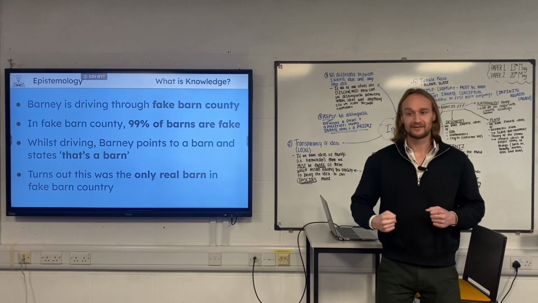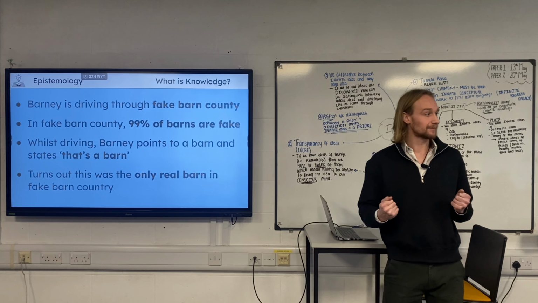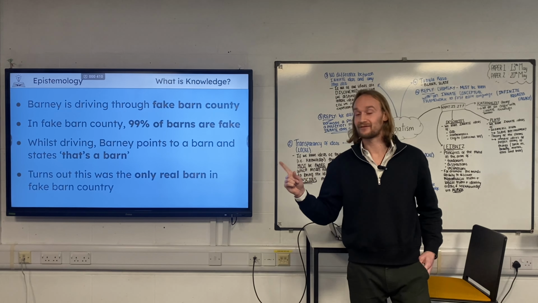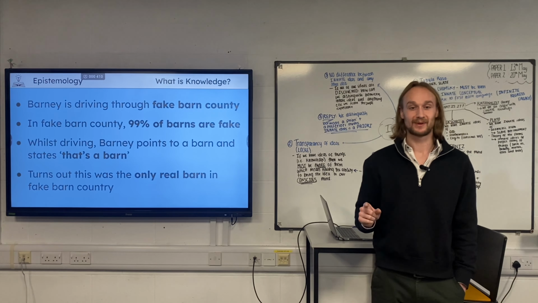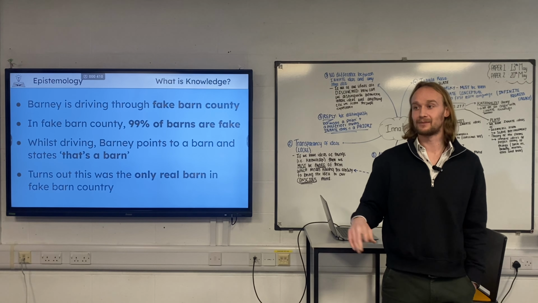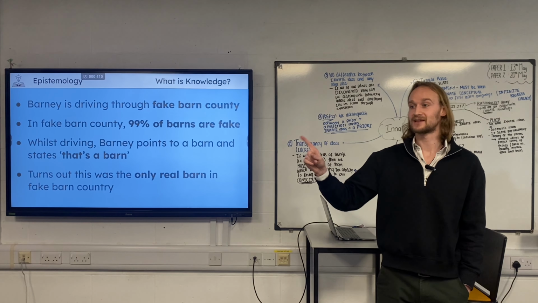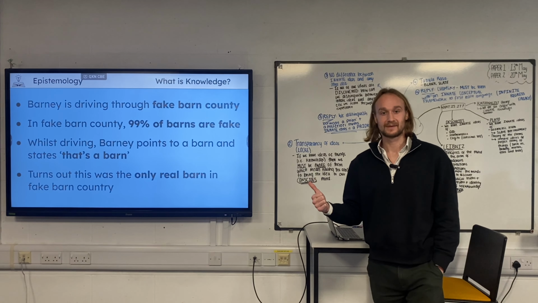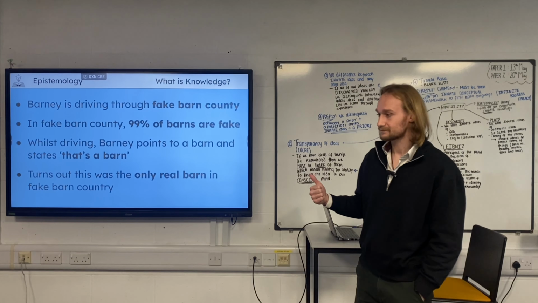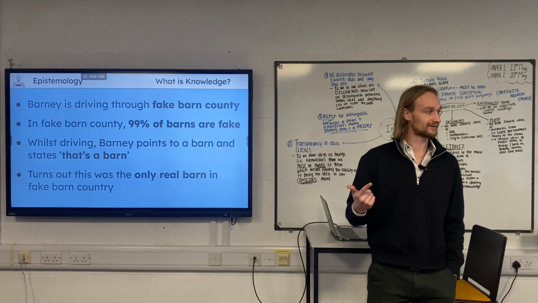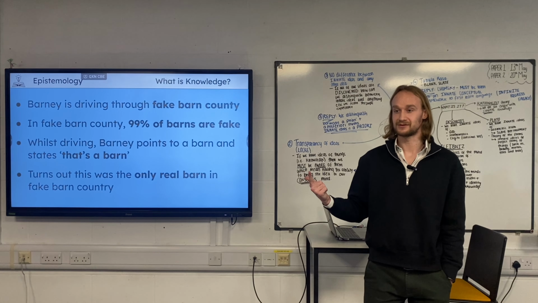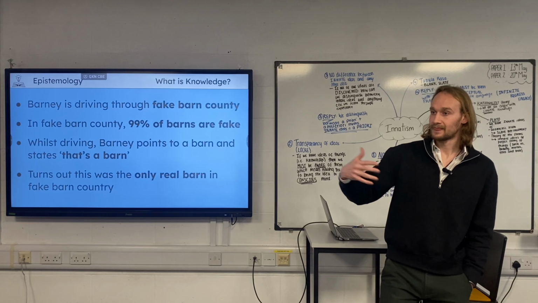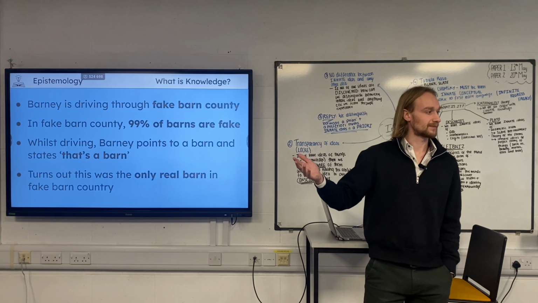Whilst Barney is driving through fake barn county, it just so turns out, okay, that he picks out the one real barn in fake barn county and says, there's a barn. Now he could have done this with any other barn, but it just circumstantially, by chance, turns out that he's picked out the real barn and stated, there's a barn. So he's right. It is a barn, it's a real barn. And he was justified in coming to his belief that that is a real barn because he's just used his normal faculties to come to the conclusion that that's a barn.